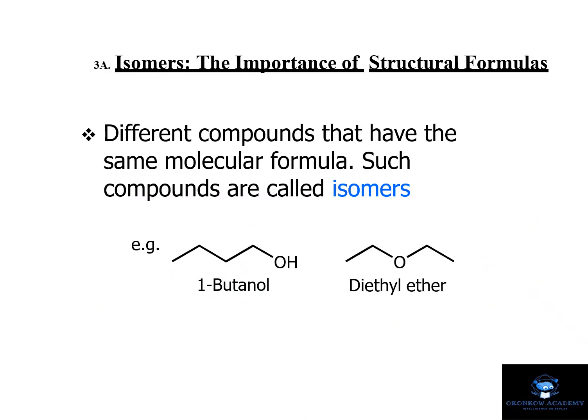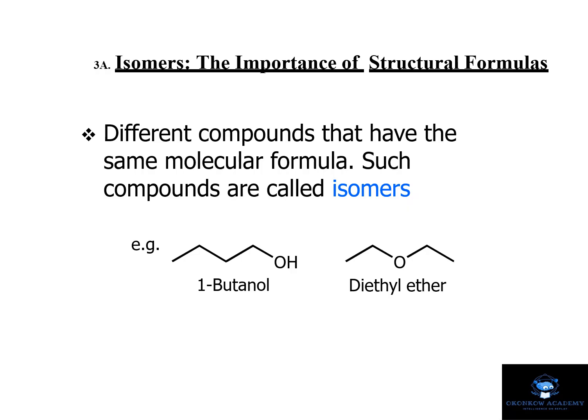Now let's talk about isomers. Isomers are different compounds that share the same molecular formula. Look at these two molecules, one butanol and diethyl ether. Both have the molecular formula C4H10O, yet they are completely different compounds with different structures.